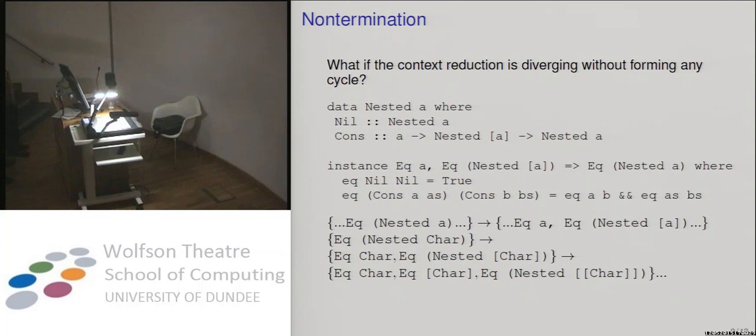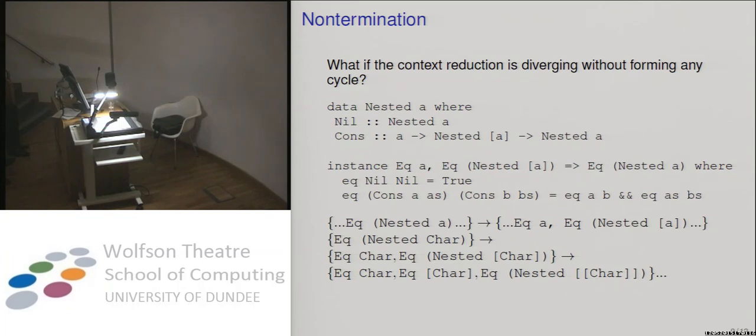New has type Nasty A, and Cons takes an element of type A and an element of Nasty of list of A, and returns the Nasty A. So it's a sort of cheeky data type because the second input for this Cons is taking something bigger in some sense. With this data type, we might want to define equality on it. Even though it looks very strange, it still contains a finite set of values, and we still want to compare those finite values.